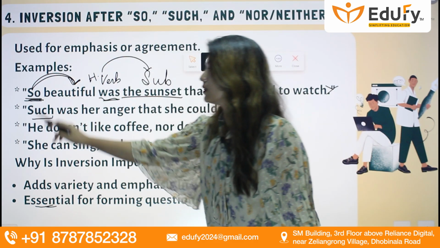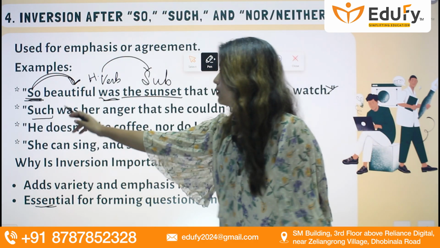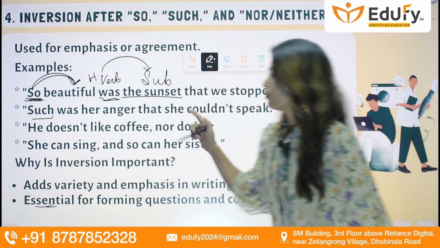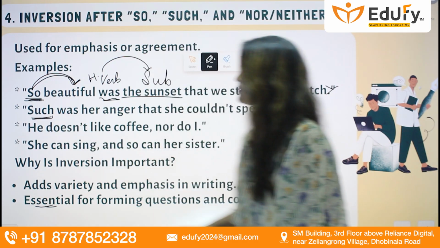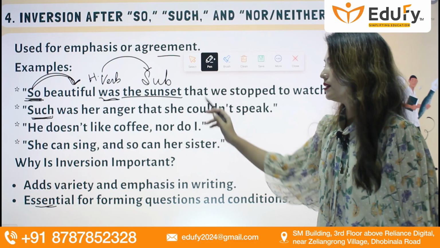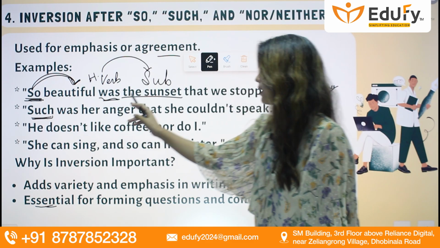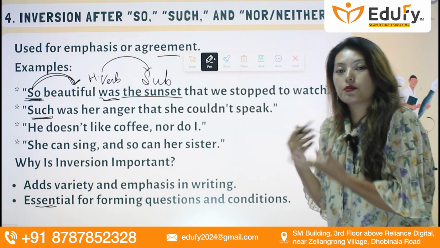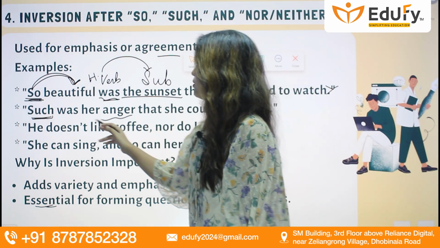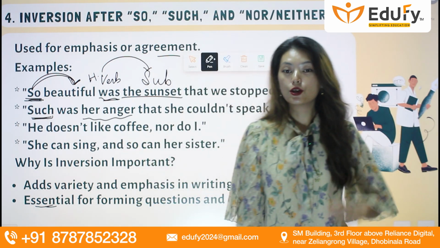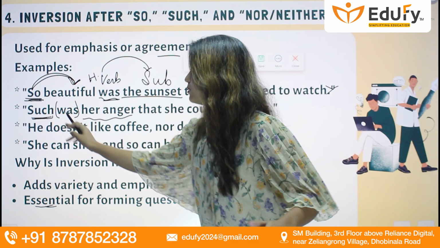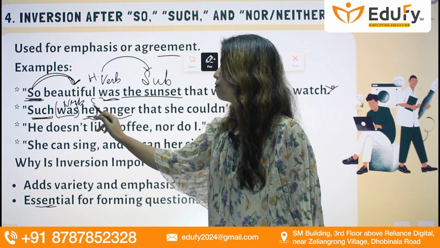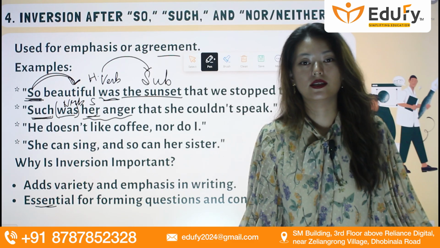Similarly, if you see this word such, such was her anger, if you write it otherwise, then that's also wrong. Why? Because it is talking about agreement within the sentence. Such was her anger that she couldn't speak, right? So her inability to speak was dependent on her anger. So what do I have to do? I will again use the inverted form, where the verb comes before the subject in this sentence.